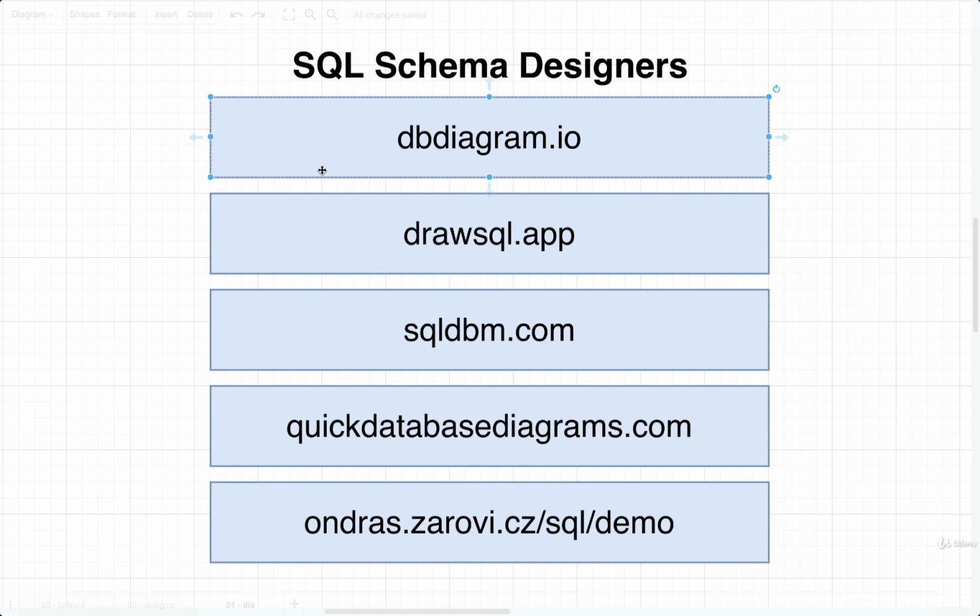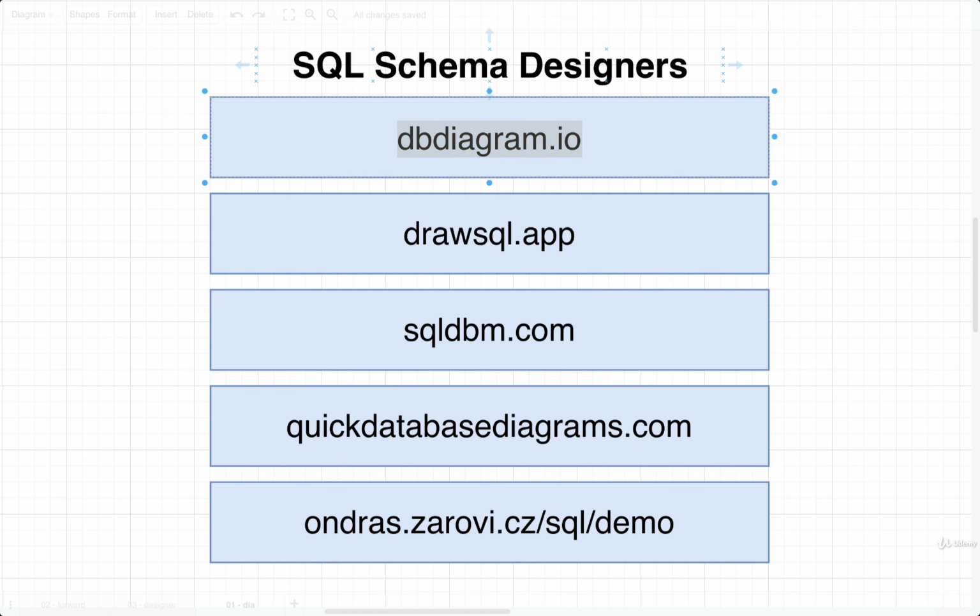So we're going to take a look at the first one on this list, dbdiagram.io. And this one is going to be a little bit more around the idea of writing out some configuration code that describes the structure of our database, and then it's going to be turned into a diagram for us automatically. Let's just take a look and see how it works.